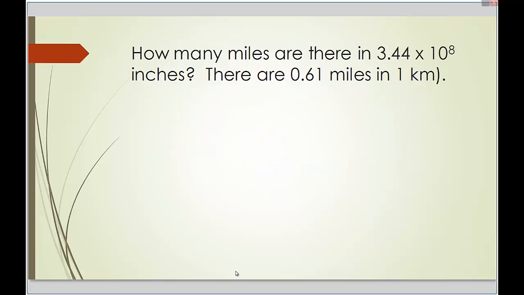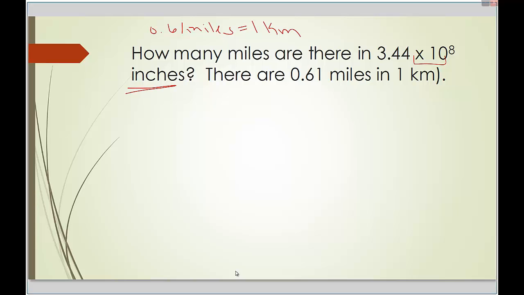Our last example is going to be a more involved one. I'm going to end this video with a harder question. How many miles are there in 3.44 times 10 to the 8th? Remember, times 10, you use EEXP, inches. There are 0.61 miles in 1 kilometer. Alright, so we can get from kilometers to miles, but we need to figure out how to get to inches.